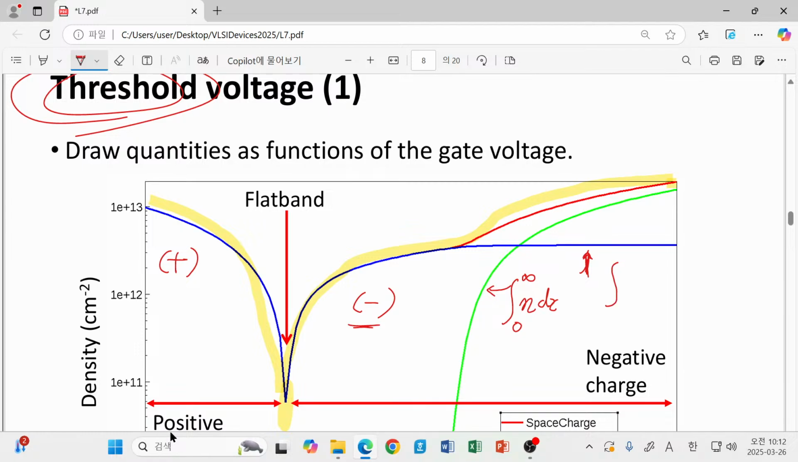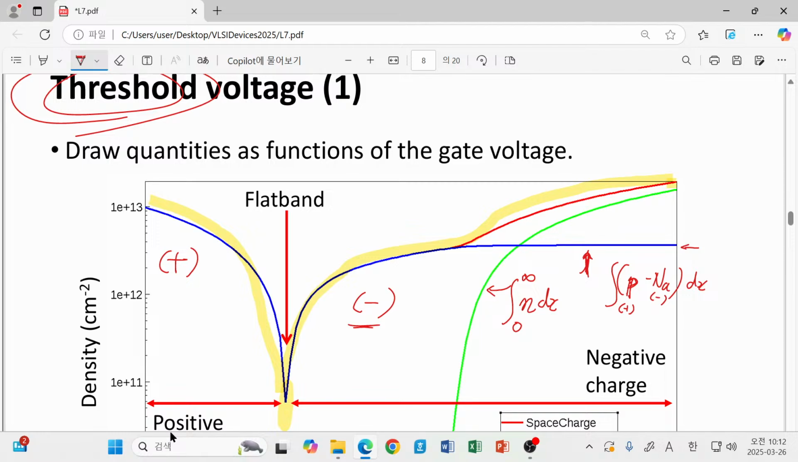And the second part, this blue one, is the other. What is it? This is corresponding to the hole density, p minus Na. Na is positive. Holes are positively charged, and these acceptors are negatively ionized, and we are just drawing the integration of p minus Na. It is corresponding to this blue one.